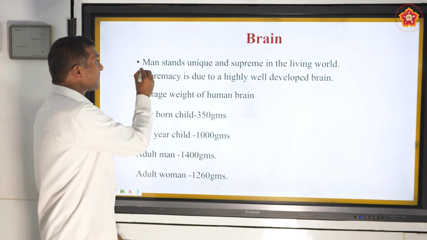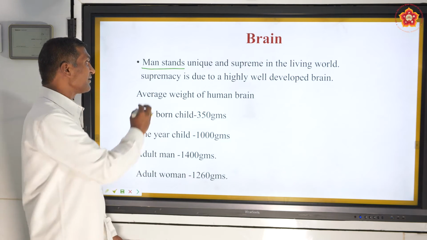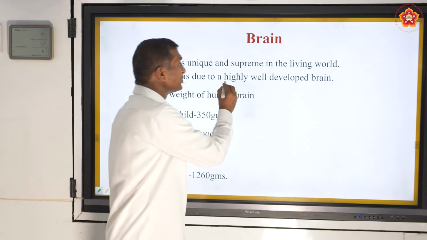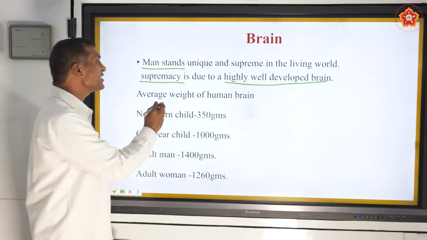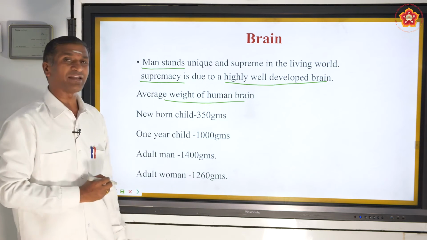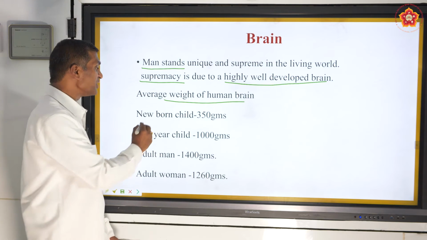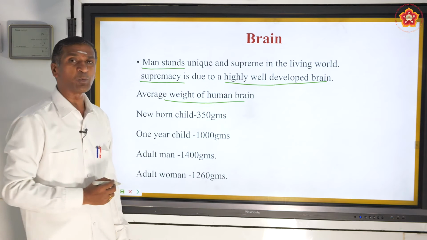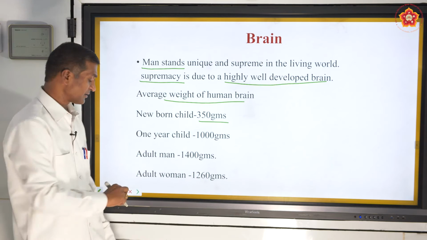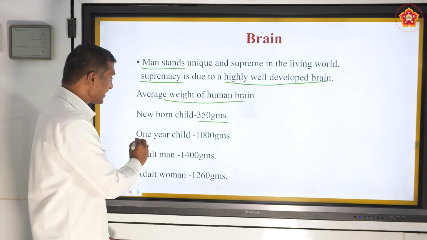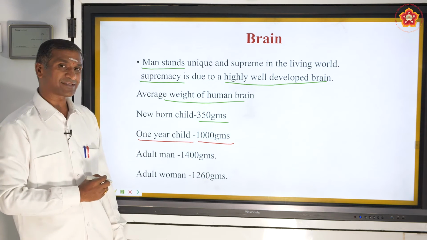The man who stands very unique and supreme in the world, his supremacy is mainly due to a highly well-developed brain. The average weight of the human brain, from birth through growth: for a newborn baby, the brain weight is 350 grams. A 1 year old child, 1000 grams.